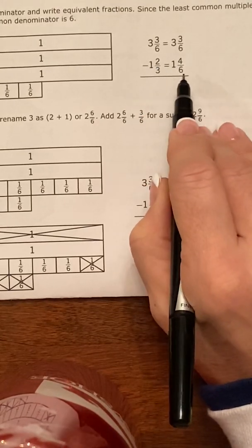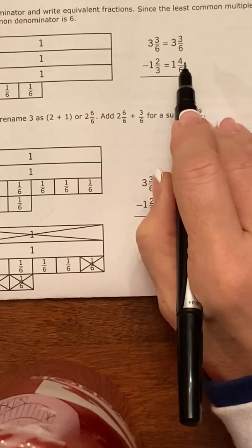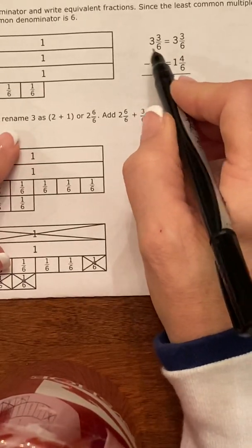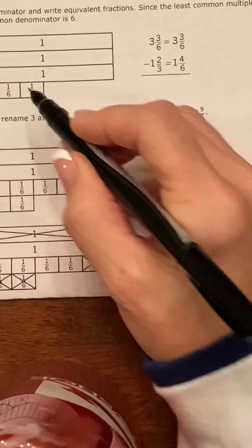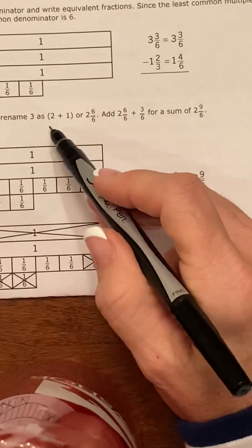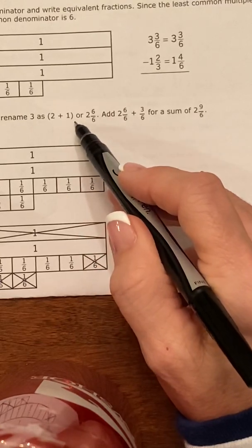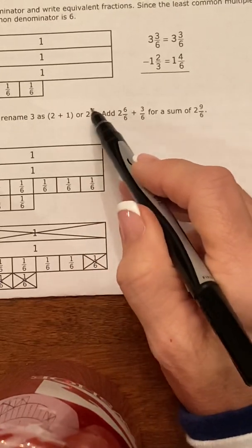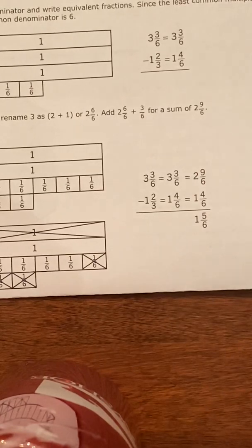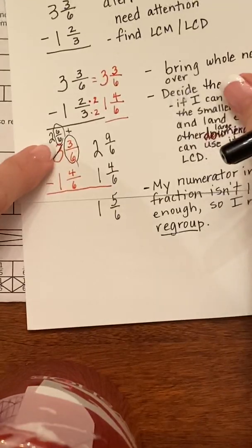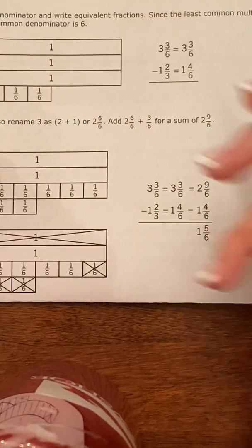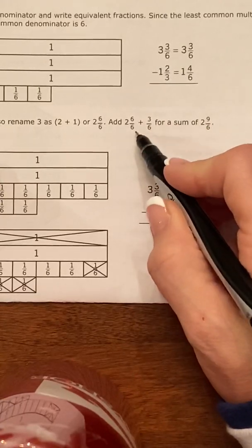We saw how we did that. So here's your drawing of 3 and 3/6 right here. Then it says the regrouping is required, so you're going to rename 3 as 2 plus 1, or 2 and 6/6. Did we just do that? Yes, we did. Okay, and then we're going to add the 2 and 6/6 plus the 3/6.